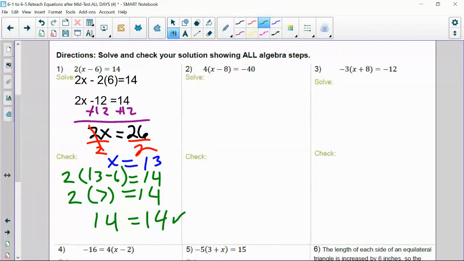All right, let's skip 2. I am pretty confident you can do 2 on your own. It is a lot like number 1. Let's go to 3. We got that negative 3.